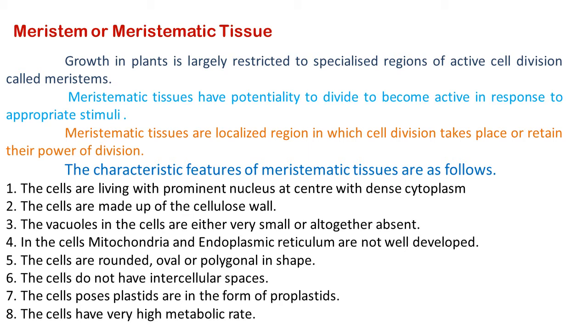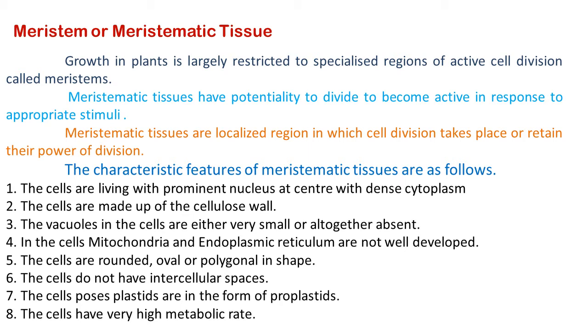Now we will come to our main point. Meristem or meristematic tissue. Growth in plants is largely restricted to specialized regions of active cell division called meristem. Meristematic tissue has the potentiality to divide, to become active in response to appropriate stimuli. Meristematic tissues are localized regions in which cell division takes place or which retain their power of division.